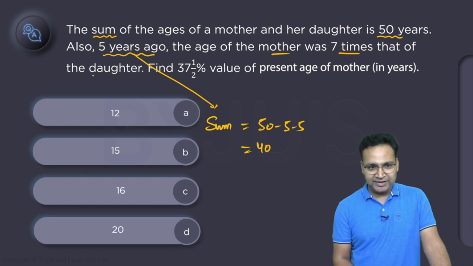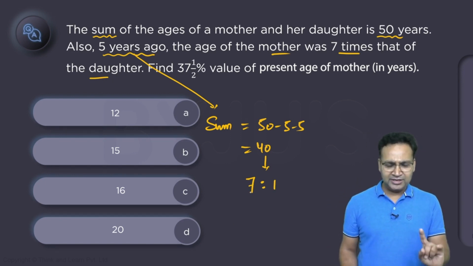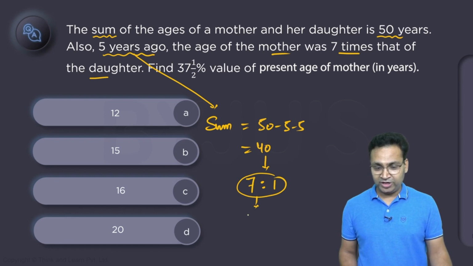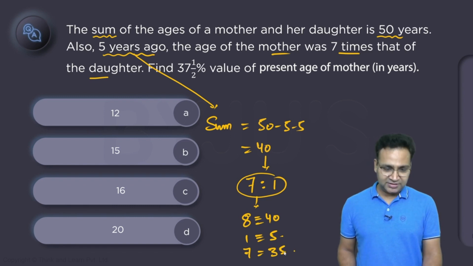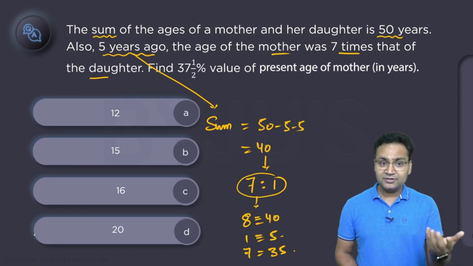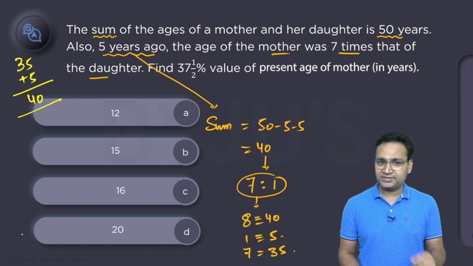Mother will be 7 times the daughter. So this 40 is divided in the ratio of 7 and 1. Now tell me, 7 and 1 is how much? 8. We are talking about 8 is equivalent to 40. Summation is 40. So 1 is 5. That means 7, the mother, is 35. Is it the current age of mother? No, this is the age of mother 5 years ago. So what is the current age of mother? 35 plus 5. That is 40. I hope this is clear.